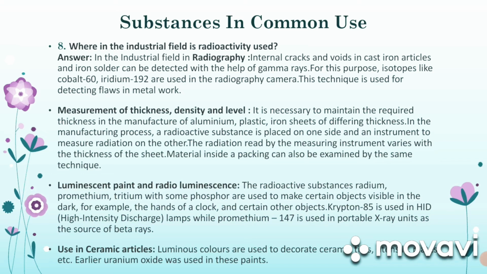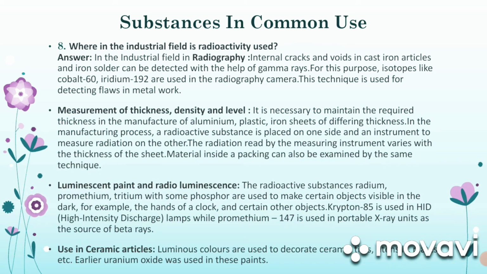Measurement of thickness, density and level. It is necessary to maintain the required thickness in the manufacture of aluminium, plastic, iron sheets of differing thickness. In the manufacturing process, a radioactive substance is placed on one side and an instrument to measure radiation on the other side. The radiation read by the measuring instrument varies with the thickness of the sheet. Material inside a packing can also be examined by the same technique.